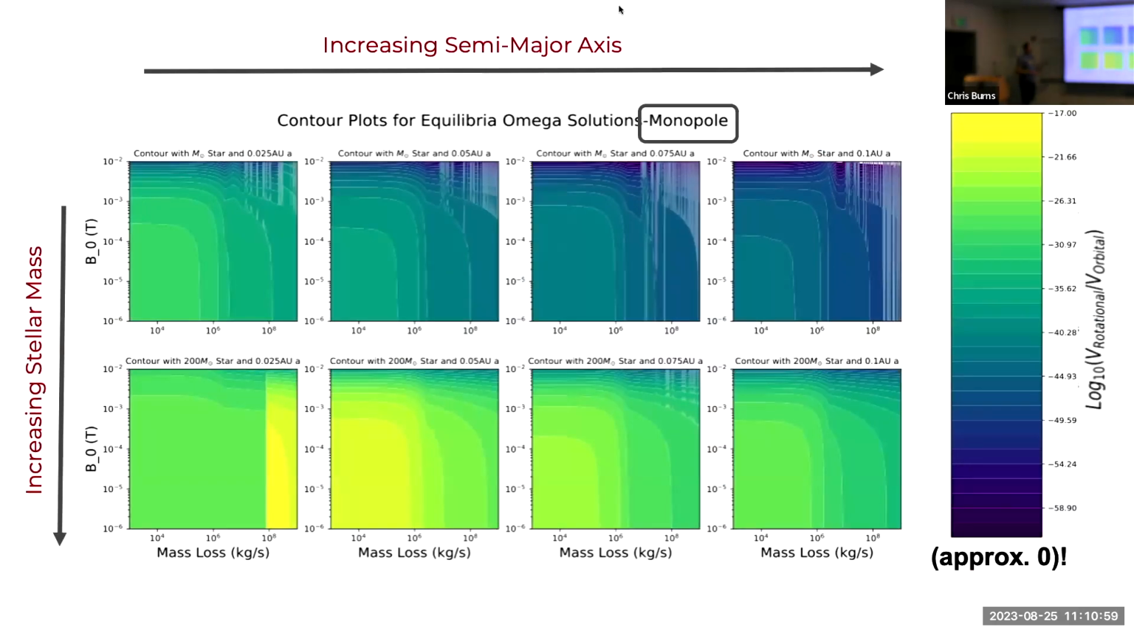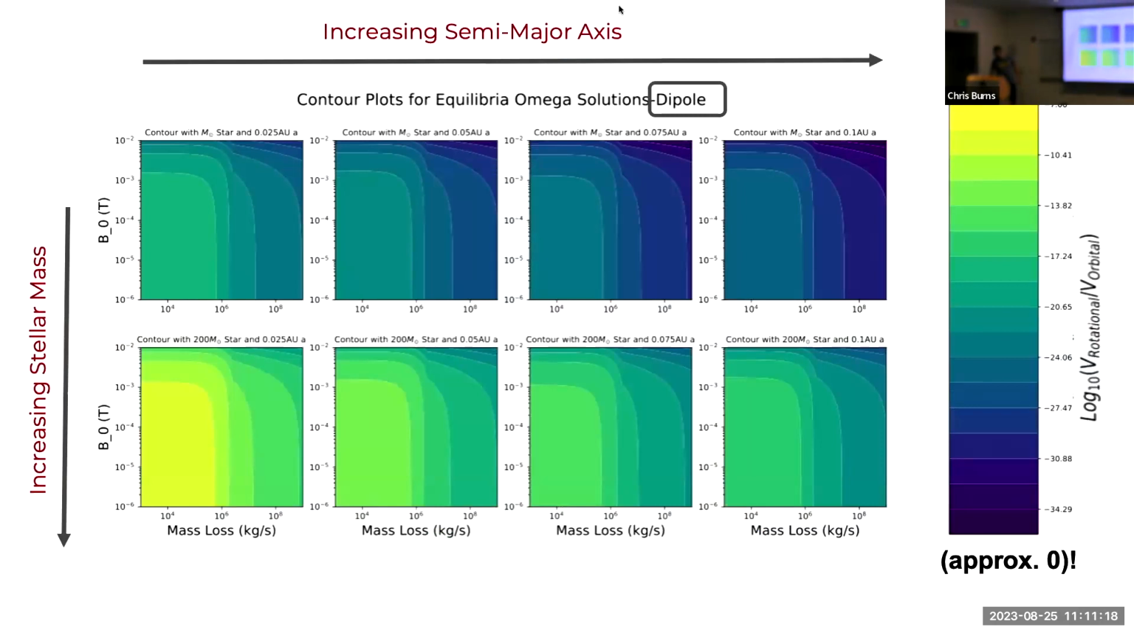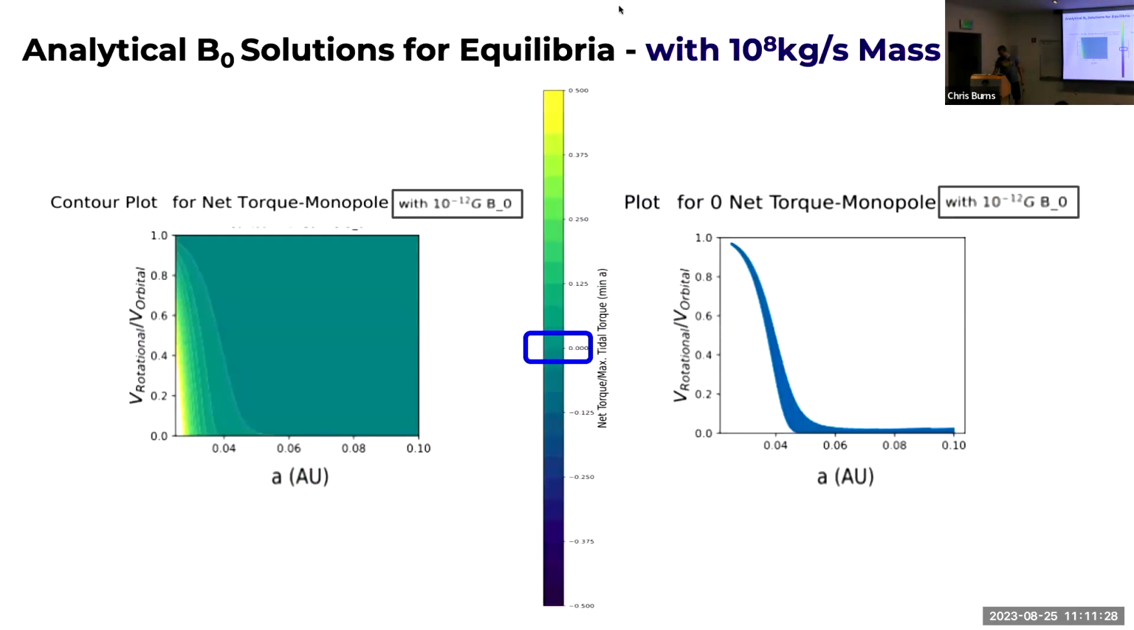I have similar plots here, but now I'm changing semi-major axes and also stellar mass values. I'm seeing some yellow colors, some darker colors, but here, as you can see, the values are still very, very small. This is the same figure for dipole situation. And again, the values change, but they are still very, very close to 0. So now I found that I would need almost 0 rotational velocity ratio for equilibrium.